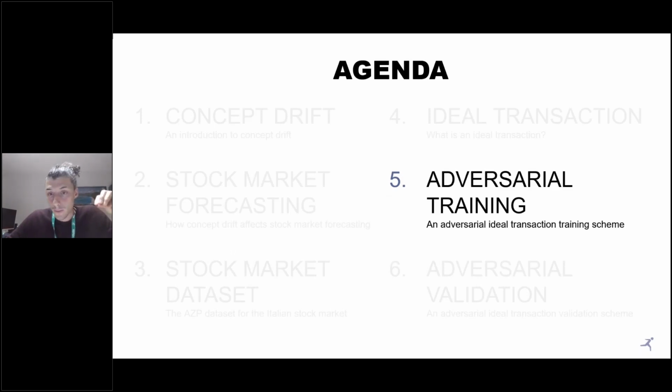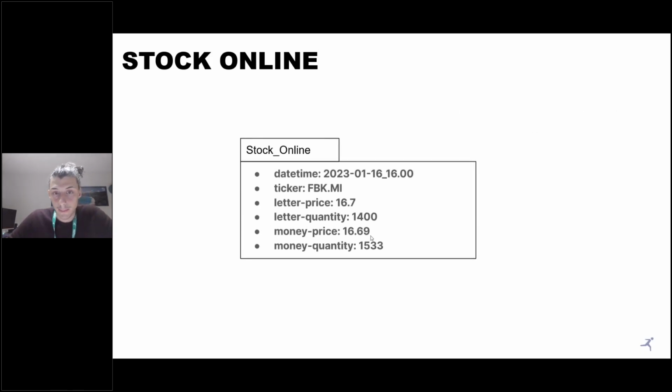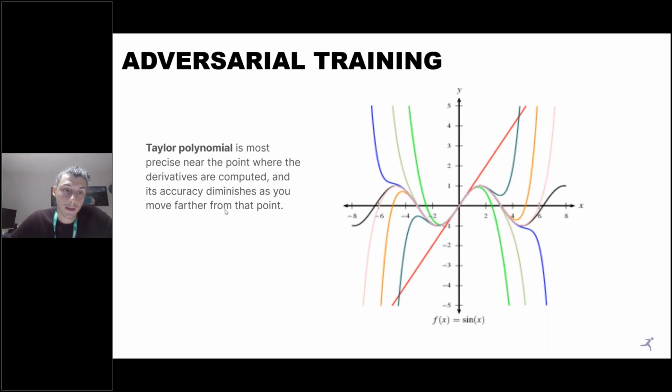So now let's go directly to how we tackle the adversarial concept drift during the training part. That is the basic unit that we have here. We call it the stock online, so the data that you record, that you see when you trade online. The basic values that we consider are the date time, the code of the stock, ledger price, ledger quantity, money, price, and quantity. During training, we use the concept of Taylor polynomial.